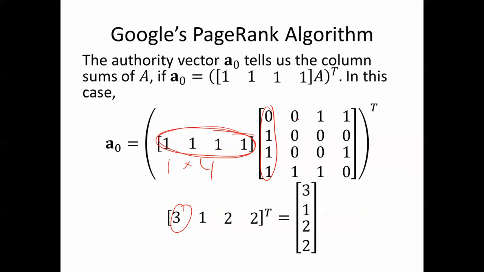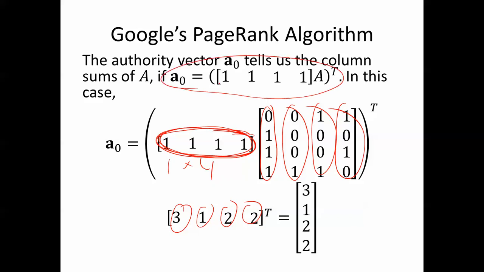Dot product of this row and this column gives you 1. This row and this column gives you 2. This row and this column gives you 2. Okay, so you end up with 3, 1, 2, 2. But if you want a row vector instead of a column vector, you would just take the transpose. So again, this formula enables us to figure out the column sums so that you can determine which is the authority, which gets referenced the most.